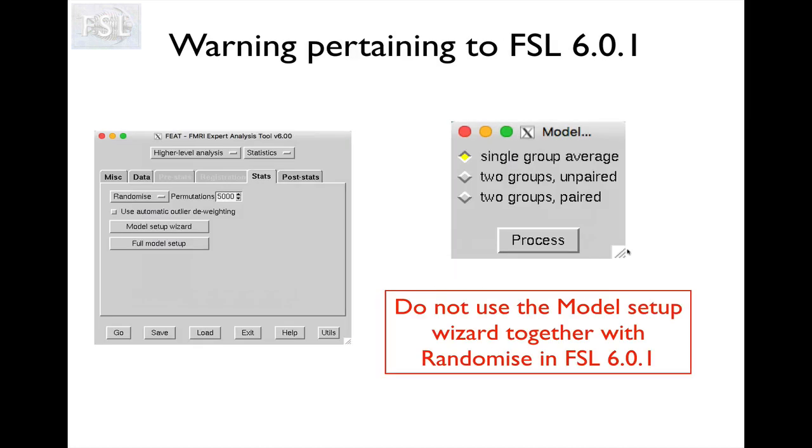This is just a warning. I'm guessing no one is using FSL 6.0.1 anymore, but there was a bug in FSL 6.0.1, which means that you should not use the model setup wizard together with randomise in that particular version of FSL. Just a little warning, and I hope that's fine.